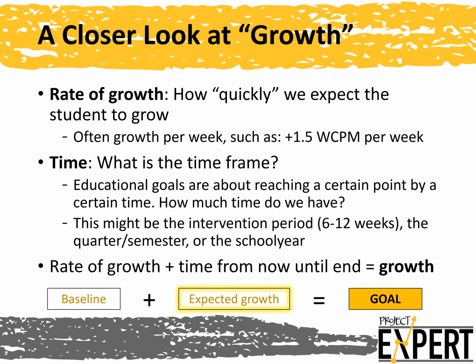Now let's take a closer look at expected growth. Expected growth is made of 2 elements, the rate of growth and the time we have. The rate of growth is thought of as how quickly we expect this student will grow. Often we think of it as growth per week, such as an increase of 1.5 words correct per minute per week. With time, what is the time frame? Educational goals are about reaching a certain point by a certain time. How much time do we have? This might be the intervention period, the quarter, semester, or the school year. How quickly the student will grow over a specific amount of time will help us calculate their expected growth.